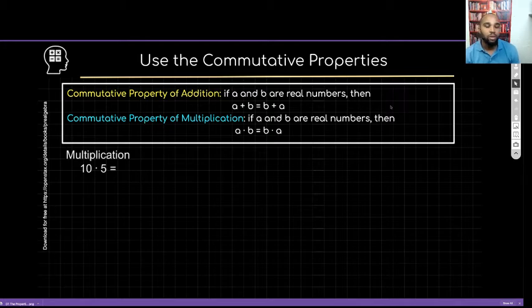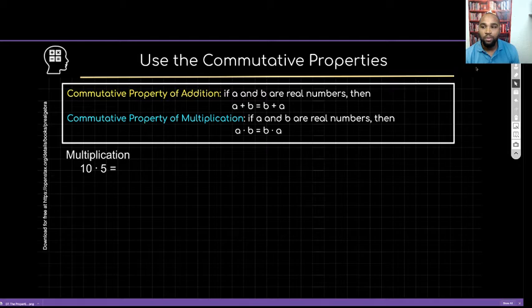What is the commutative property of addition? The commutative property of addition simply says if you have a plus b, if they're real numbers, it's going to be the same thing as b plus a. Simple enough, right? That makes sense. 2 plus 1 is the same thing as 1 plus 2. $2 plus $1 or $1 plus $2, it's all going to come out to the same thing. I'll take them both. What about multiplication? Multiplication says the same thing. If you multiply a times b, it's the same as multiplying b times a.